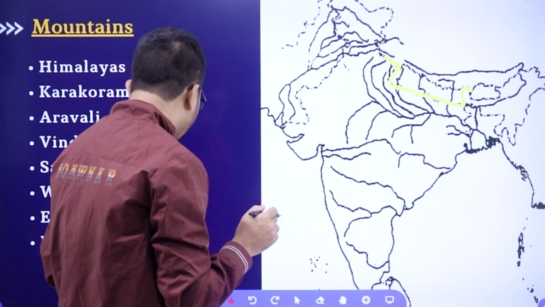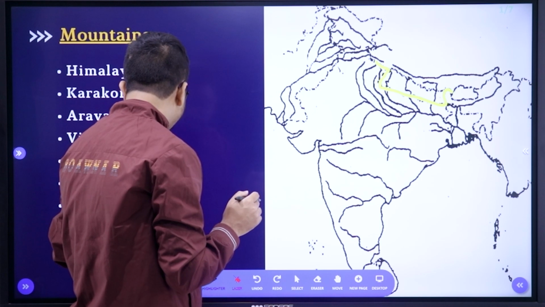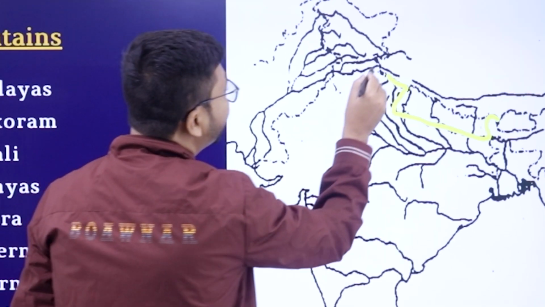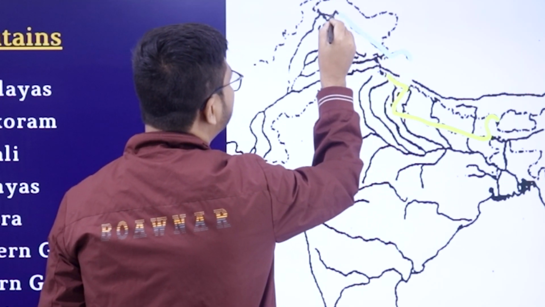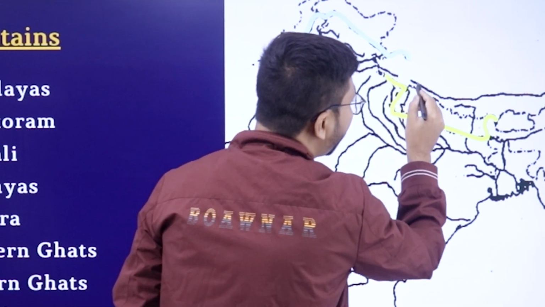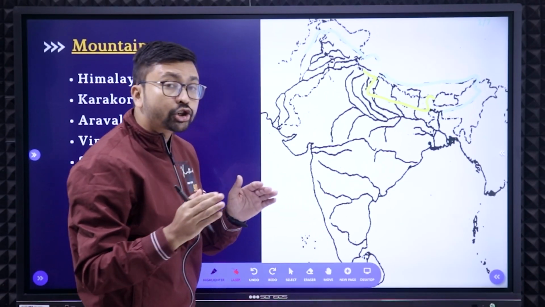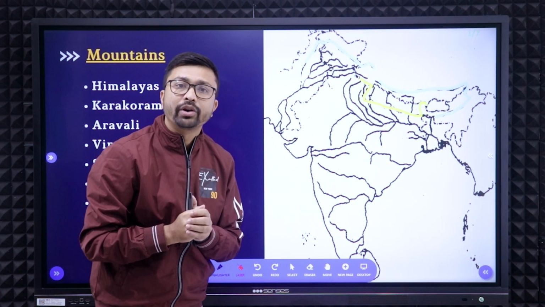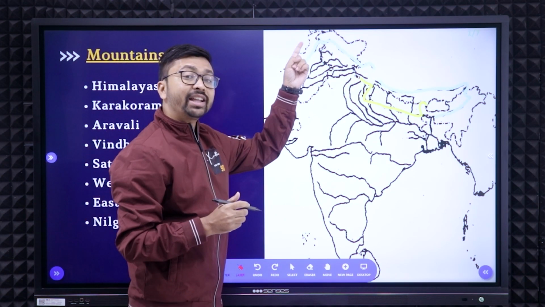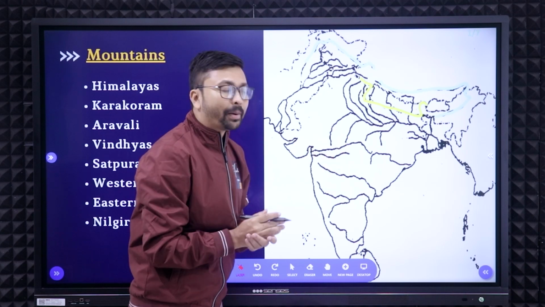And one more thing, there are two rivers you need to remember here. One is the Indus river, this one that you know, right? And this one is the Brahmaputra river, right? The Himalayan mountain should be in between the two rivers. So it should not cross the Indus river, and it should not cross the Brahmaputra river.